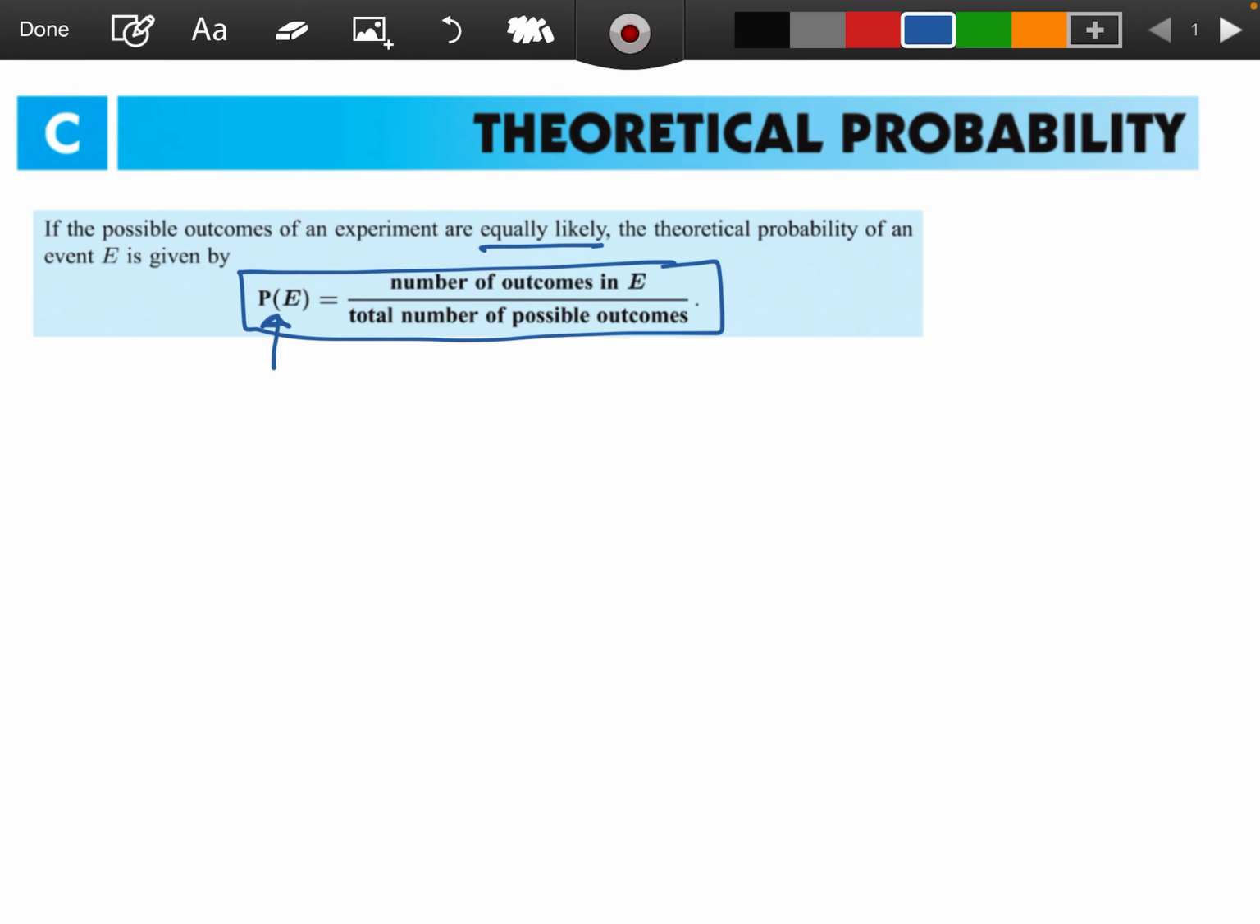So the probability of a given event happening is a fraction created with the numerator being the number of outcomes in E, and then the denominator is the total number of possible outcomes. So let's walk through a really simple example. We'll talk about rolling a die. We're assuming this is a normal die and the sides are 1, 2, 3, 4, 5, 6.